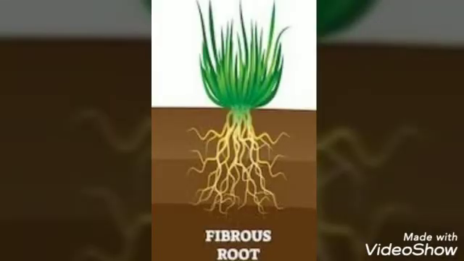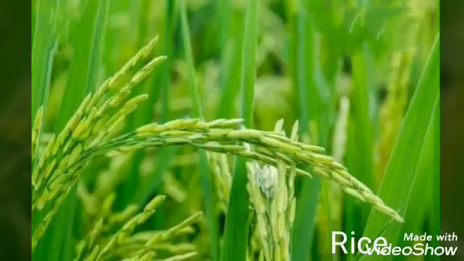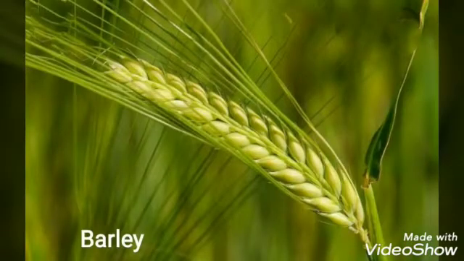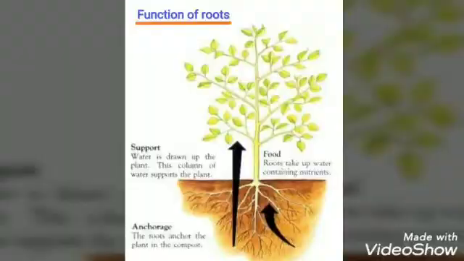The next kind of root is fibrous root. It spreads sideways holding soil particles together. This helps prevent erosion of the soil. Fibrous roots do not grow very long. Grass, wheat, rice, barley have fibrous roots.